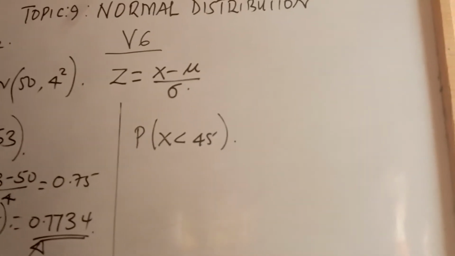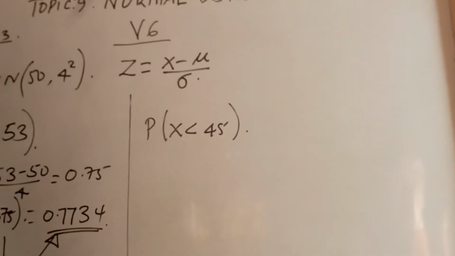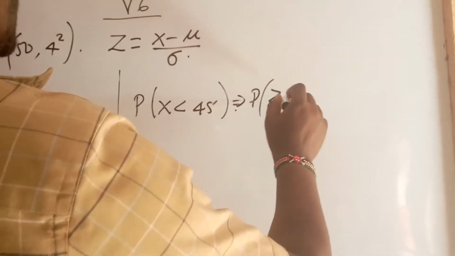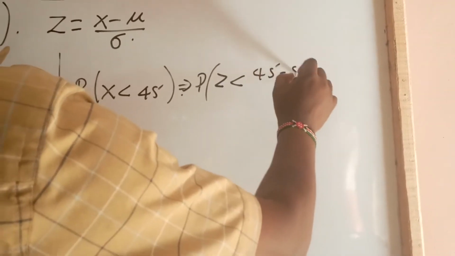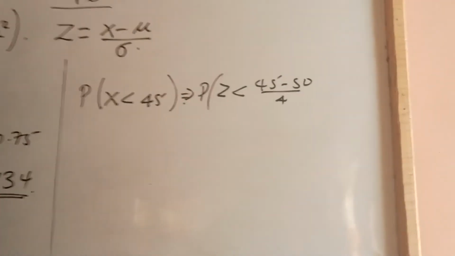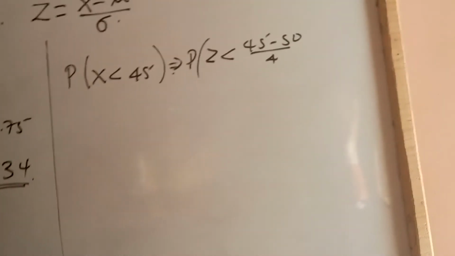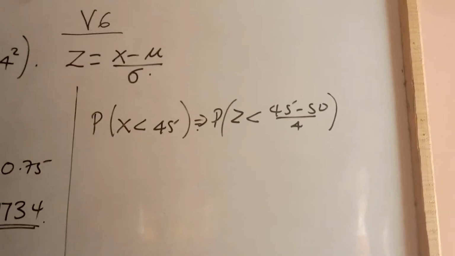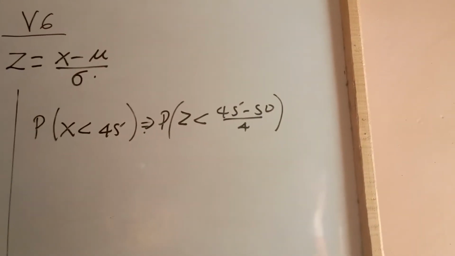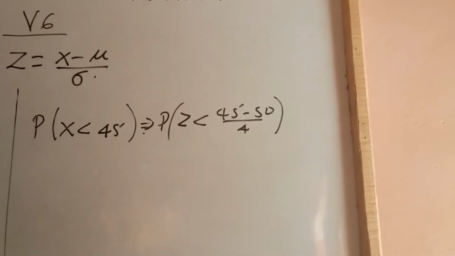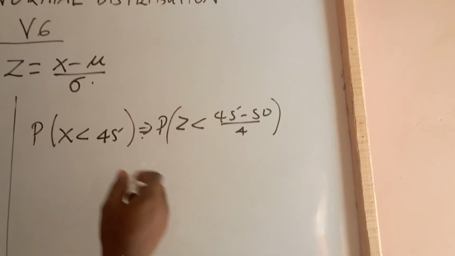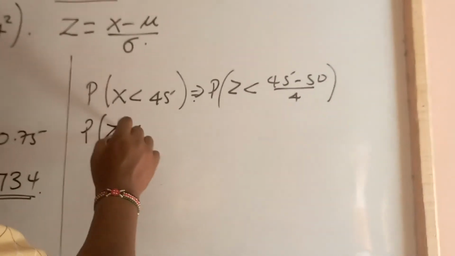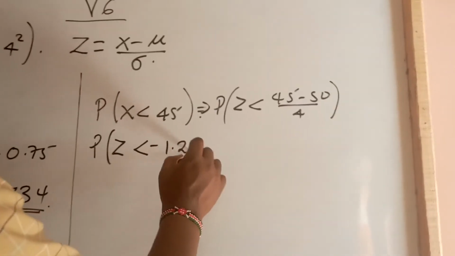Part B, the probability of x less than 45. We can rewrite it in the following format: the probability of z less than 45 minus 50, divided by 4, which is the standard deviation. And 45 minus 50 is negative 5 over 4, which is negative 1.25. So the whole of this arrangement becomes z less than negative 1.25.